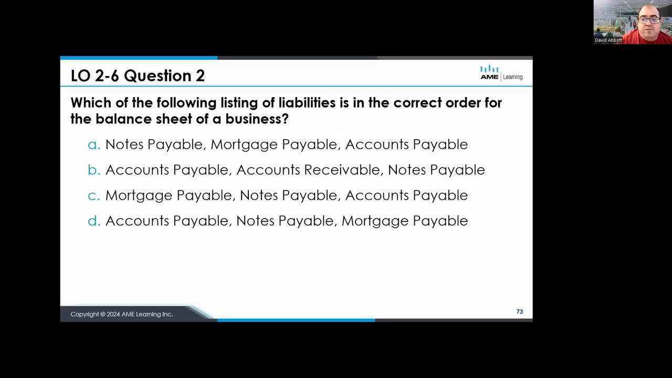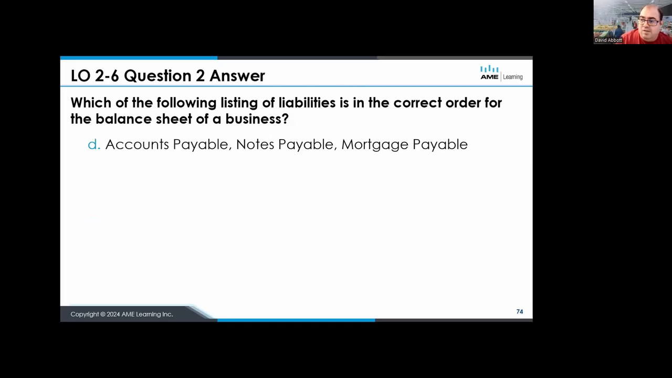Now, which of the following listing of liabilities is in the correct order? And remember, it's going to be what gets paid first to what gets paid latest. And so in this case, accounts payable, those are usually paid within 30 days. Notes payable, those would be written promissory notes, those would be paid out later. And then a mortgage could go for 15, 20, 30 years. So those would be listed in that order.